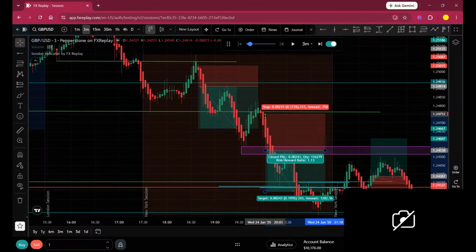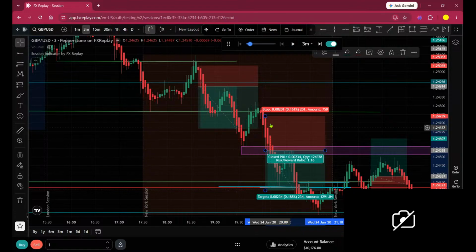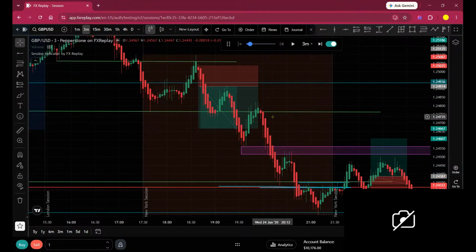See here, you can take a trade from here, and then it will quickly give you a 1 is to 1 target. 1 is to 1 I prefer because this candle is huge, right? So that's why I prefer 1 is to 1, and if there is a candle low, then you can go for the 1 is to 2.